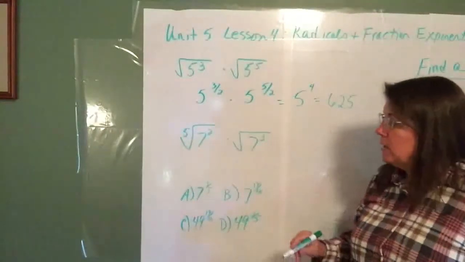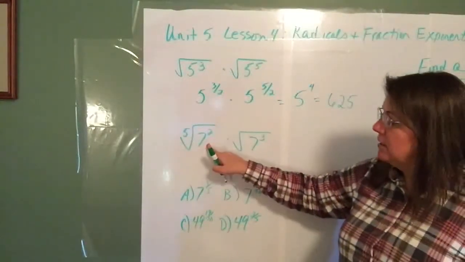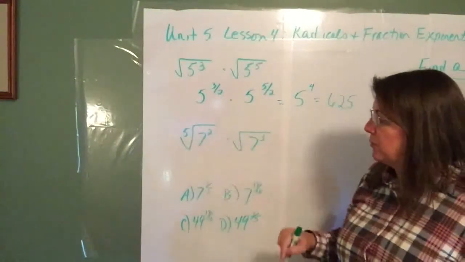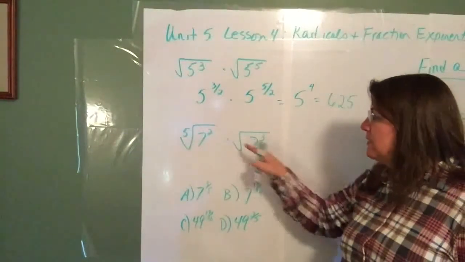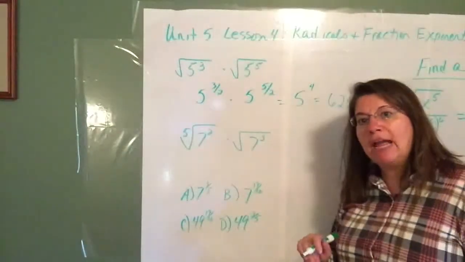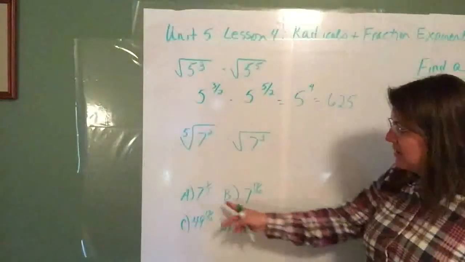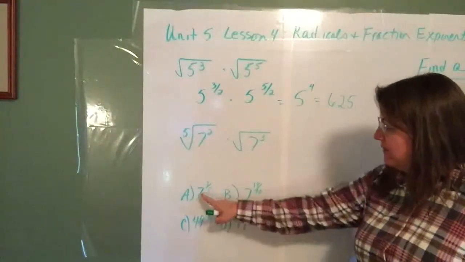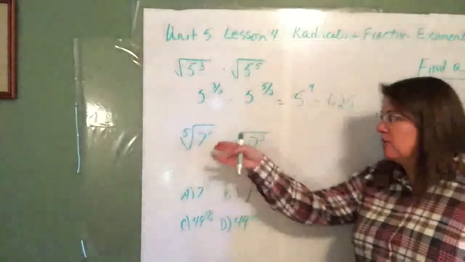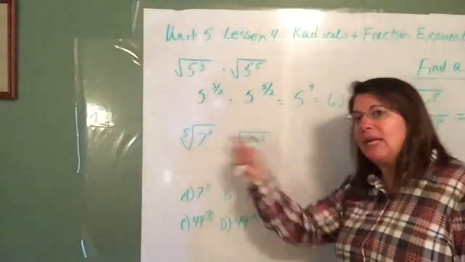For this one, we've got 7 squared underneath the 5th root, and here we've got 7 cubed underneath a square root, and with this one they are giving us 4 choices for our answer. They've expressed some of them as powers of 7, some of them as powers of 49, so how we interpret this problem is going to depend on how we can simplify.